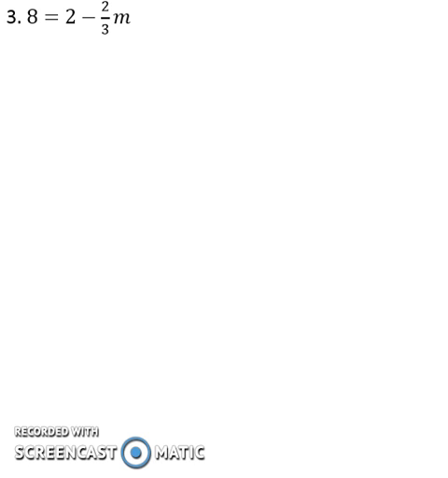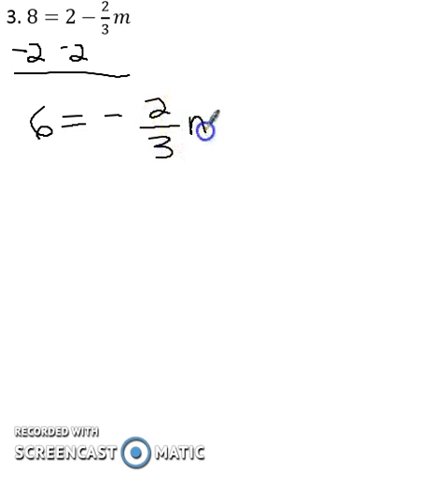Okay, so for our next problem, number 3, we have 8 equals 2 minus 2 over 3m. So first thing we want to do is isolate the term that has the variable, which is the negative 2 over 3m. So we're going to do the opposite of adding 2, which means subtract 2 from both sides, and that gives us 6 equals negative 2 over 3m.